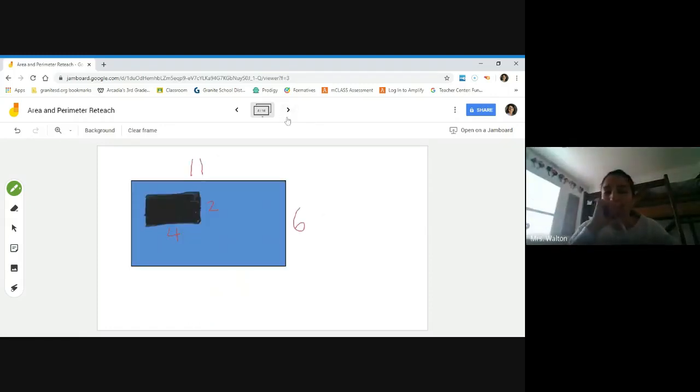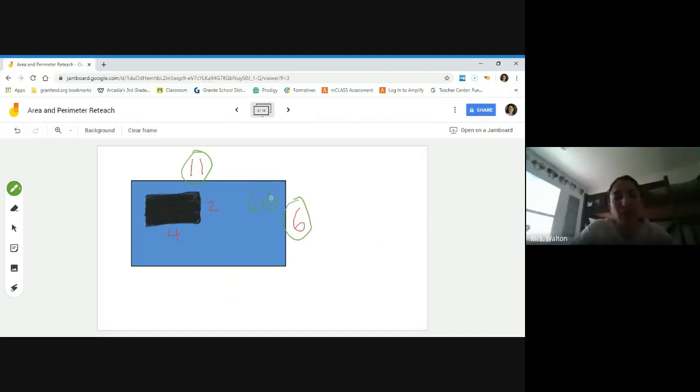Level 5 looks like this. You've got a rectangle and you've got a chunk taken out of it. And you've got to figure out what the area of the whole blue rectangle is, with that chunk taken out. So I'm going to find the area of the whole blue rectangle. And so I see 6 and 11 here. I know that these are the numbers I'm going to use because they're on my length and width side. So 6 times 11 is 66.